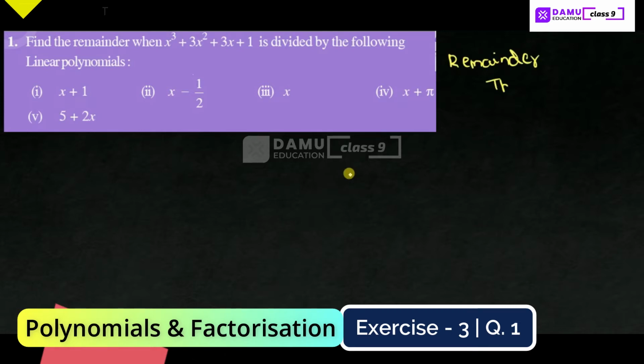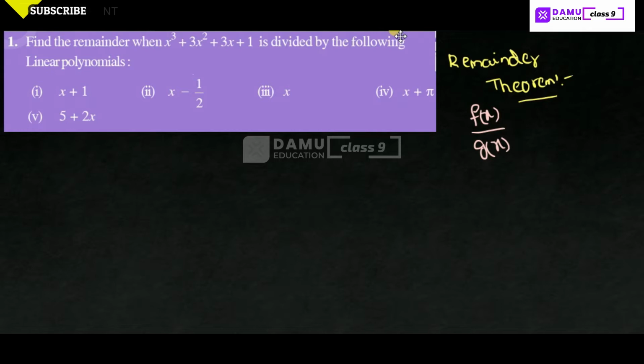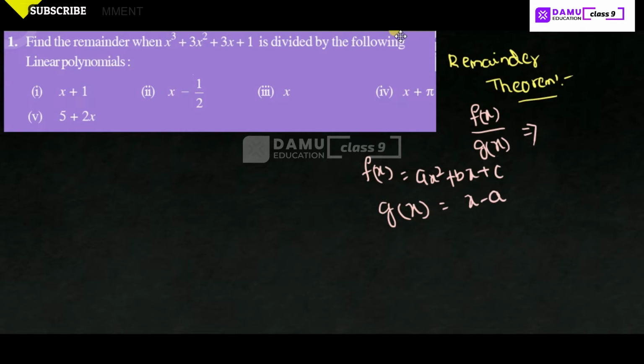What is meant by the remainder theorem is, let's take f of x function, and that function is divided by g of x. Then what is the remainder? Let's take f of x equal to ax square plus bx plus c, and g of x equal to x minus a. So what is the remainder? You take the x value from g of x, and that value is going to be substituted in f of x.